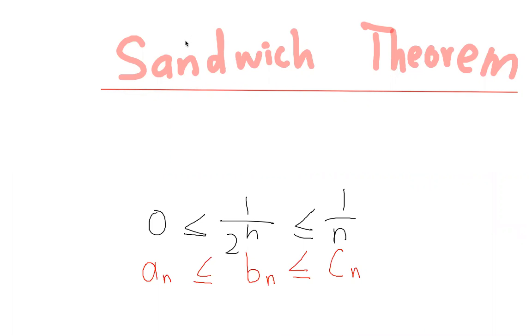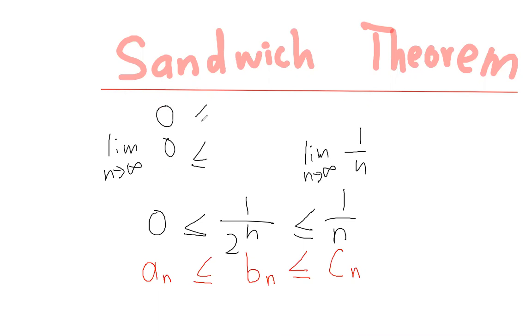When the limit as n approaches infinity of 1/n and the limit as n approaches infinity of 0, obviously 0 will give us 0. We converge at 0, and 1/n as n goes to infinity also gives 0. So since both converge, we can straight away say that the limit as n approaches infinity of 1/2 to the power of n also converges. And this is how we use the sandwich theorem to show it.